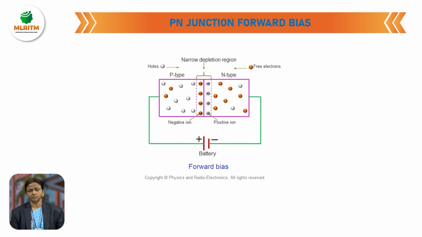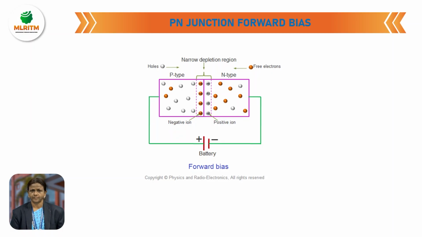So in the p region, majority charge carriers are holes. Holes contain positive charge. So these holes are repelled by the positive terminal of the battery, and these holes move towards the junction, and some of the holes cross the junction, then they become positive charged immobile ions.